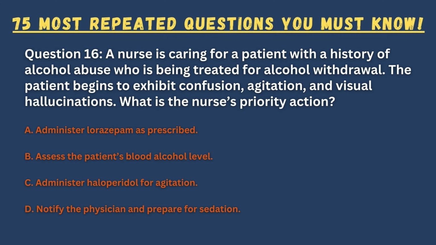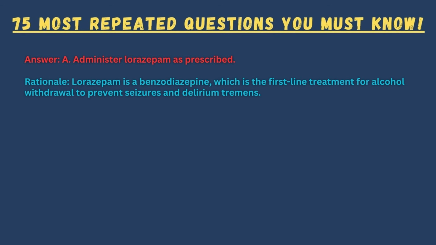C. Administer haloperidol for agitation. D. Notify the physician and prepare for sedation. Answer: A. Administer lorazepam as prescribed. Rationale: lorazepam is a benzodiazepine, which is the first-line treatment for alcohol withdrawal to prevent seizures and delirium tremens.